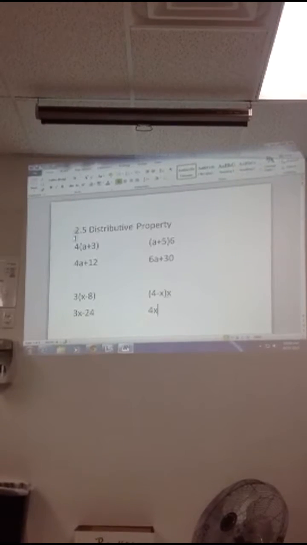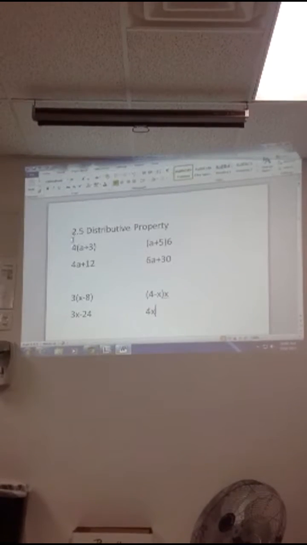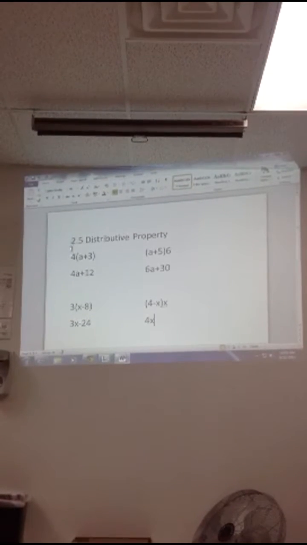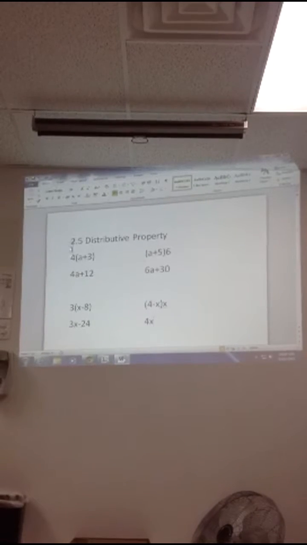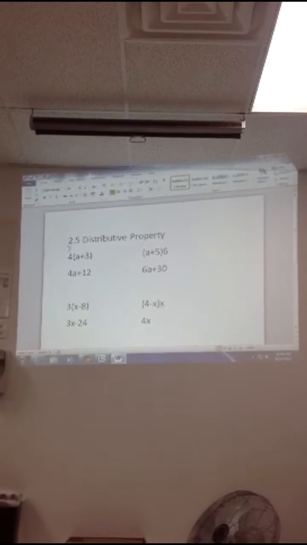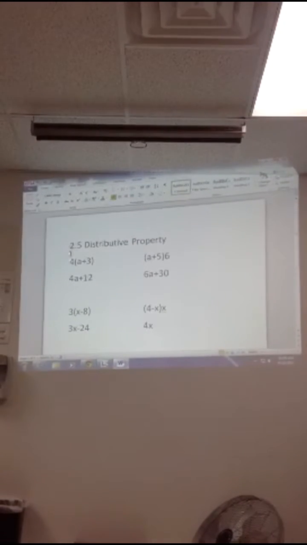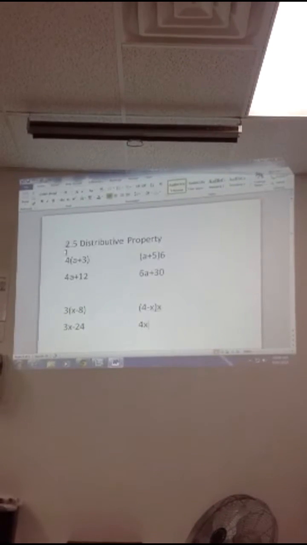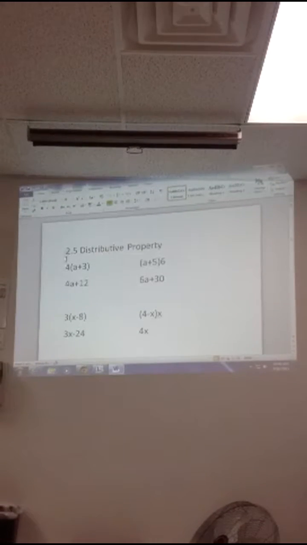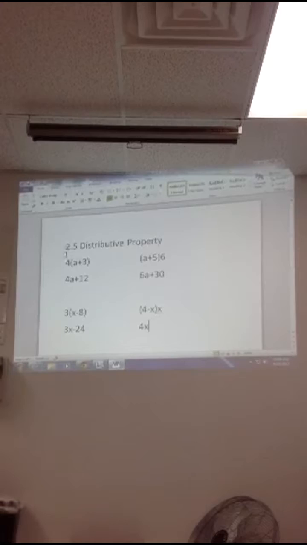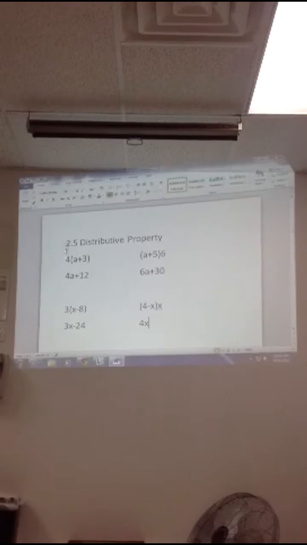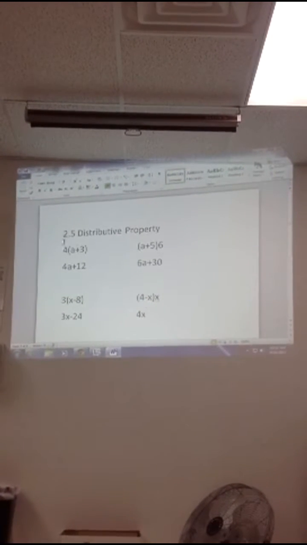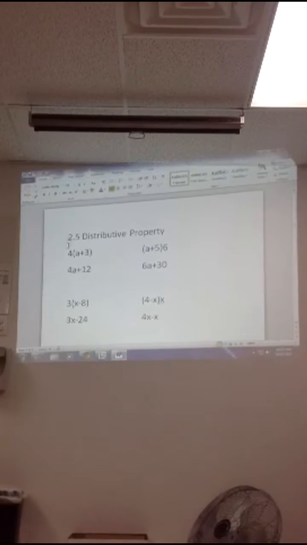X times negative x, which is? Time out. What is x times x? Branson, what is x times x? X squared. Remember, 3 times 3 is 9, which is 3 squared. X times x is x squared. So Branson, what is x times negative x? 0? No. Negative x squared.